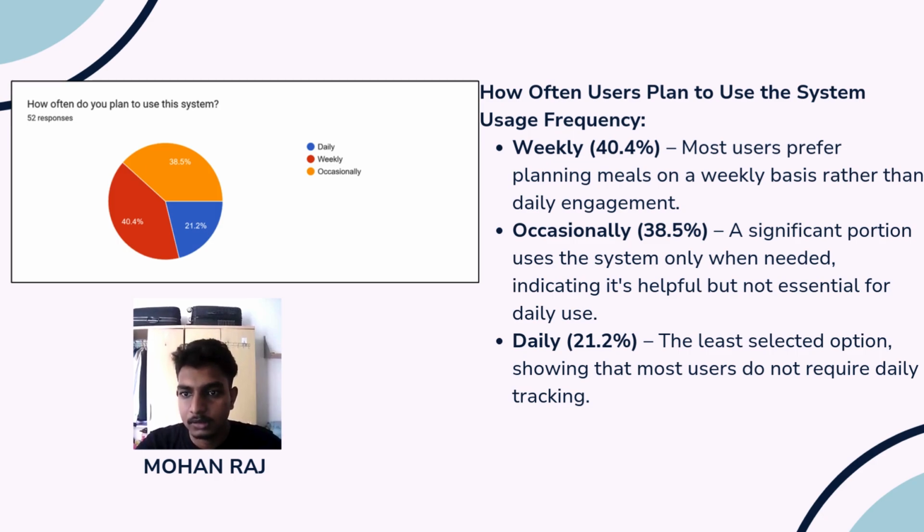So the fifth question is, how often do you plan to use this system? For this question, 40.4% answered weekly. So most users prefer planning meals on a weekly basis rather than daily engagement. And 38.5% voted for occasionally. A significant portion uses the system only when needed, indicating it's helpful but not essential for daily use. And 21.2% chose daily. The least selected option, showing that most users do not require daily tracking.